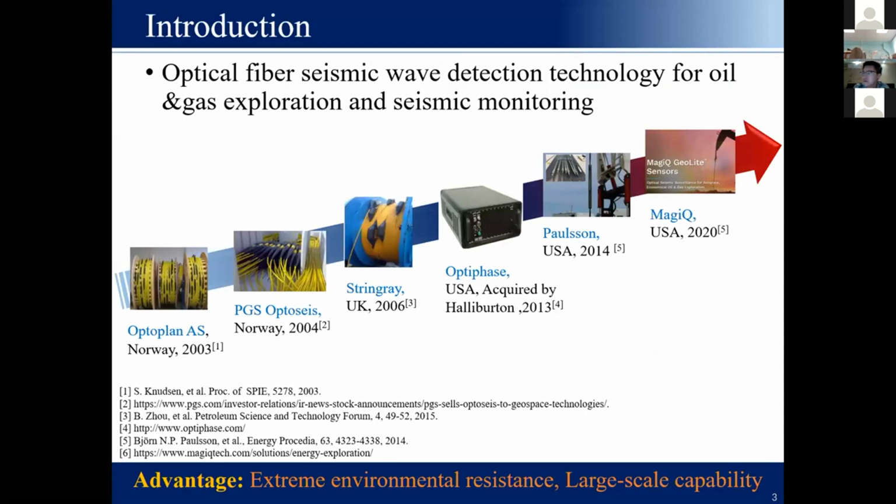Nowadays, fiber-optic seismometers are widely used in oil and gas resource exploration and seismic monitoring. Because of their extreme environmental resistance and large-scale capabilities, many oil and gas exploration companies have issued interferometric fiber-optic seismometers, for example Optical, PGS, Paulsson, and Magseis.